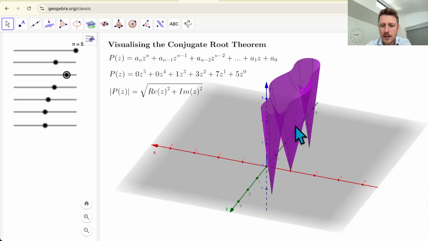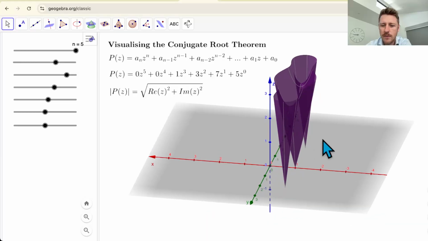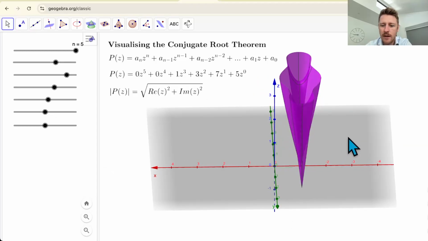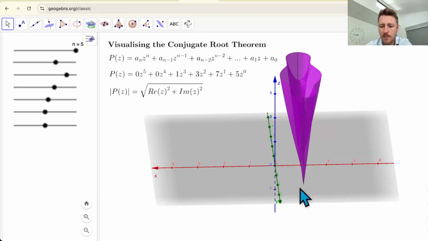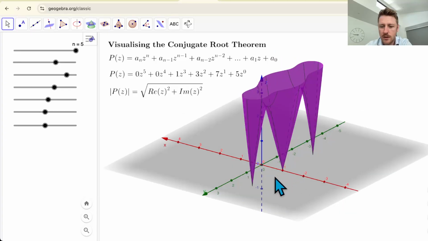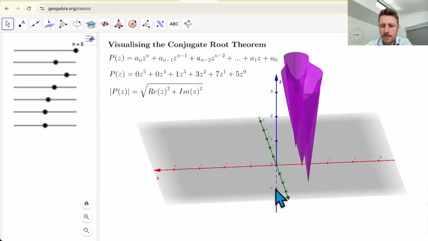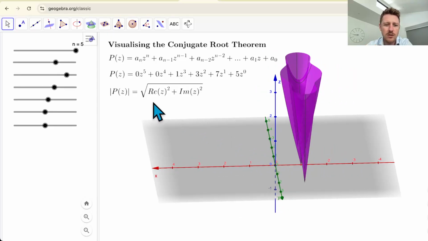Now the z coordinate is equal to the modulus, which is the square root of the real part squared plus the imaginary part squared. That's what the z coordinate is equal to. And so you can see that we have all these points where this surface seems to go to 0. We've got 3 points in this case where the surface goes to 0, and I really want to drill down on that so you're super clear.